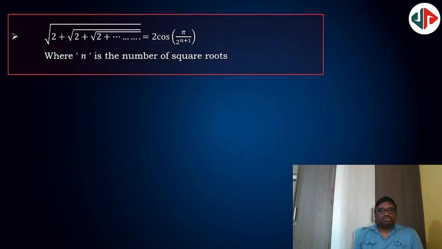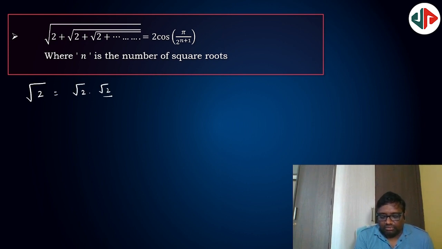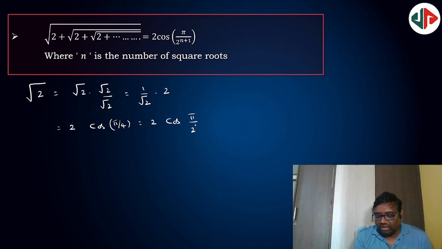In the same manner, square root of 2 plus square root of 2 plus square root of 2 plus so on is always equal to 2 times cos of pi by 2 power (n plus 1), where n is the number of square roots. For example, if you consider square root of 2, can we rewrite this as square root of 2 into square root of 2 by square root of 2? So can we rewrite this as square root of (1 by square root of 2) into 2? So we can read it as 2 times cos of pi by 4. Can we rewrite this as 2 times cos of pi by 2 power (1 plus 1)?